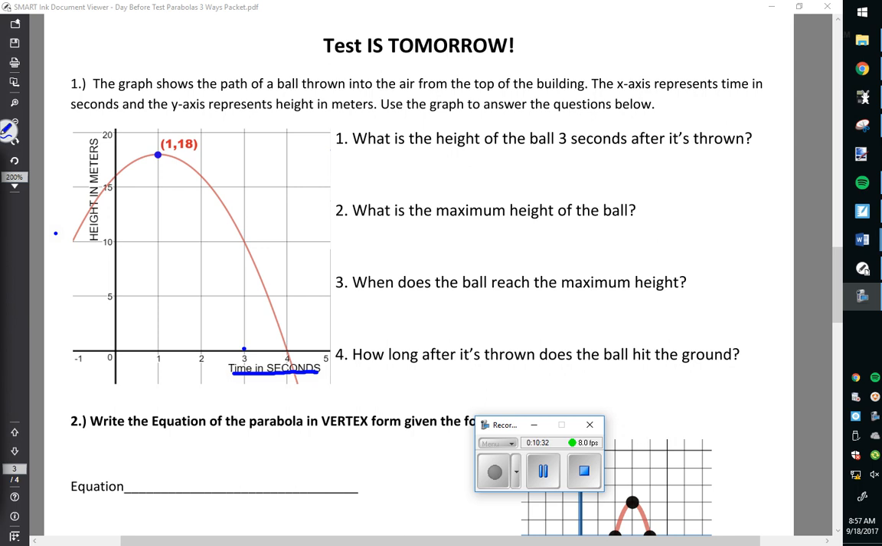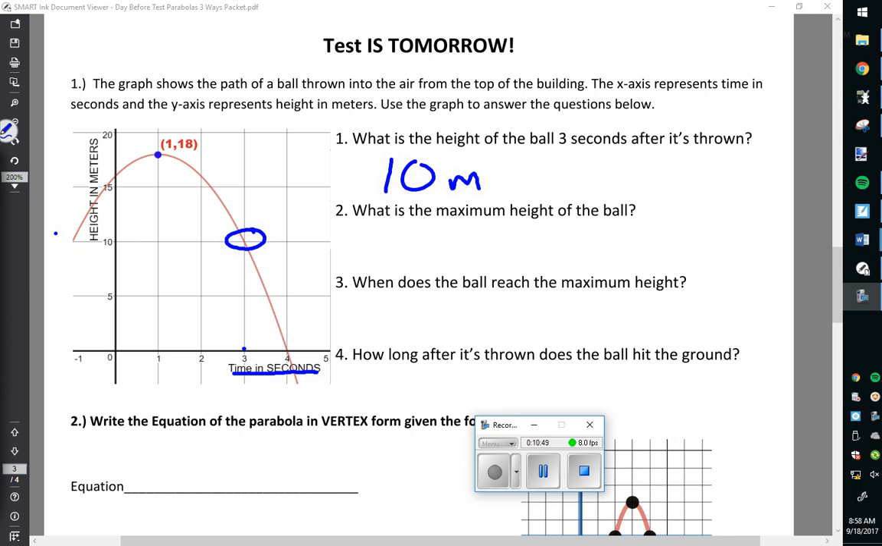What did we get for that one there? Carly, what did you get for number 1? Yep, 10 meters. Good. She's good looking right here. That's where it's hitting at 10 meters. Number 2 says, what is the maximum height of the ball?